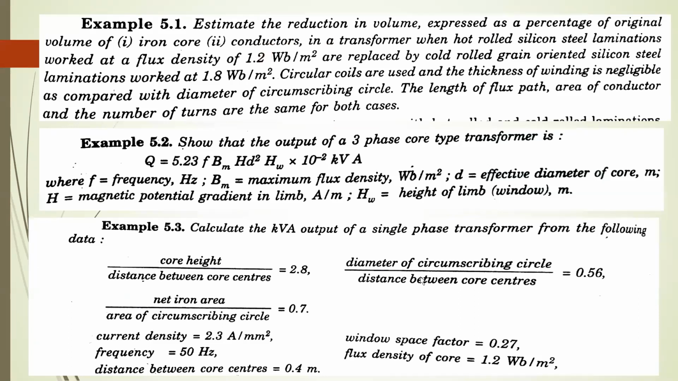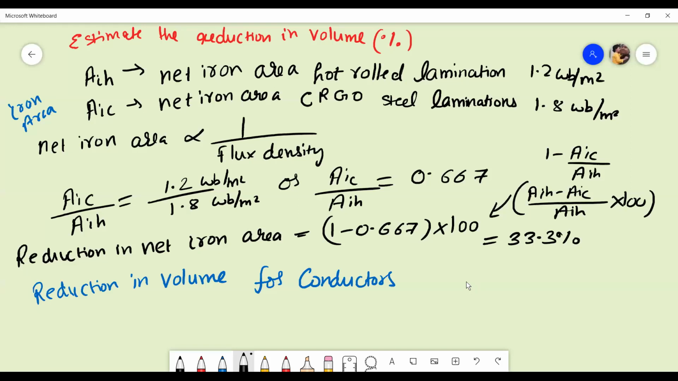Okay, so then let us share the whiteboard. Okay, and in the previous session, we had done this part, the estimation of the reduction in volume in percentage. So what we have done here is that we have assigned two variables, AIH and AIC. AIH stands for net iron area with hot roll lamination at 1.2 Weber per meter square, and AIC is the net iron area with CRGO steel lamination at 1.8 Weber per meter square.